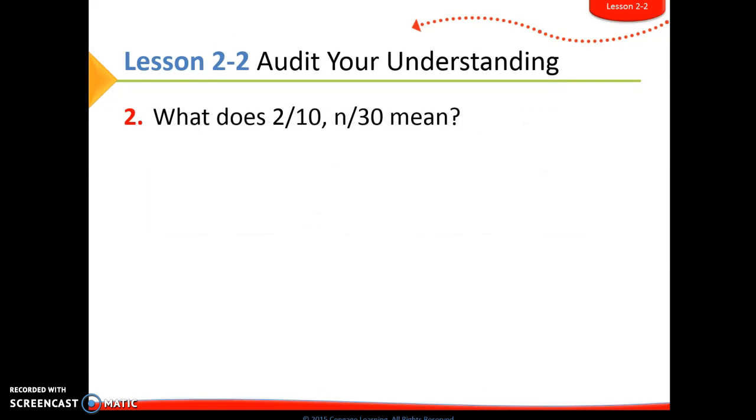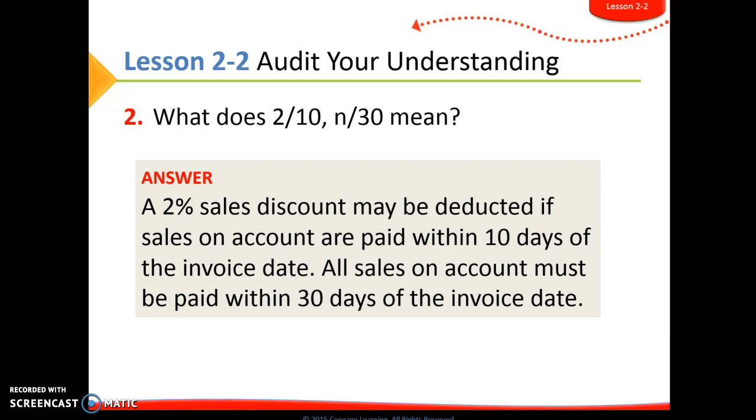Number 2, what does 2/10, n/30 mean? If the account is paid in 10 days, there is a 2% discount. If not, the full amount needs to be paid in 30 days.